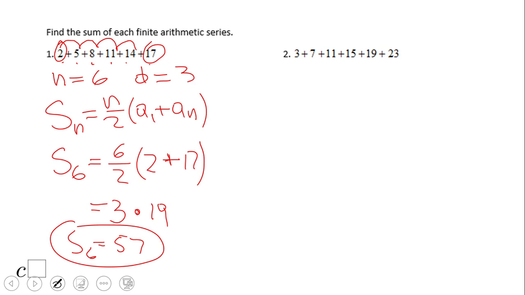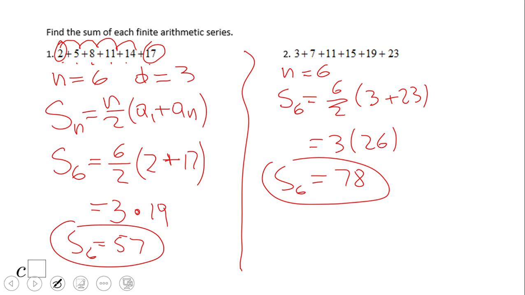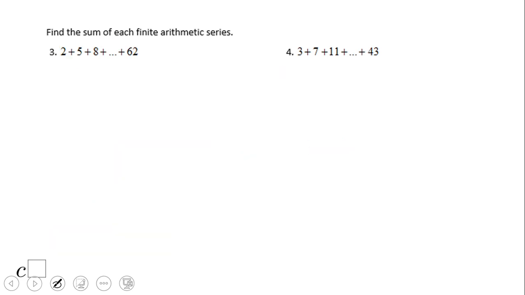Pause this video, you can try number 2. If you end up with 78 for this arithmetic series, that will be great. These probably are the cases where most of the time you're going to have to work. And you notice on number 3 and 4, you cannot really count how many terms. So how do we find how many terms?